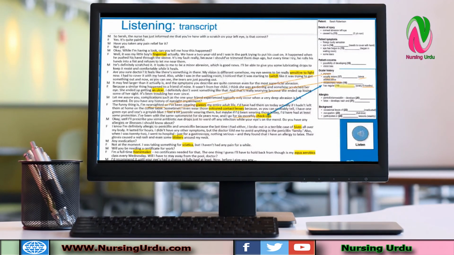Any medication? Okay, so not at the moment. Here, the doctor specifically asked about allergies or illnesses, which means we're going to move on to our next topic.